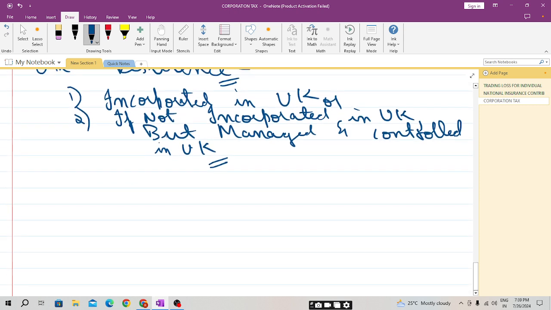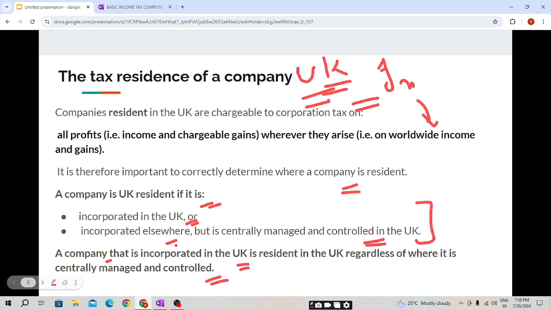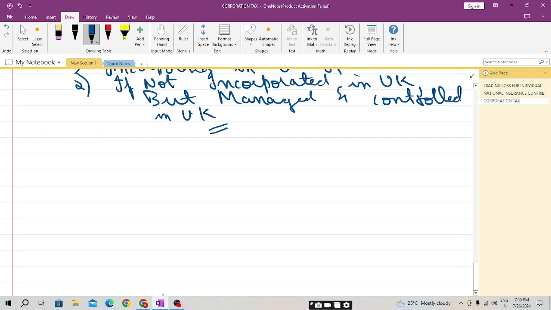And students, one more important point we have discussed here. If the company is incorporated in UK, it will automatically be a UK resident, regardless of whether it is centrally managed or not. So let's draw a flow chart for the students so that it will be clear.